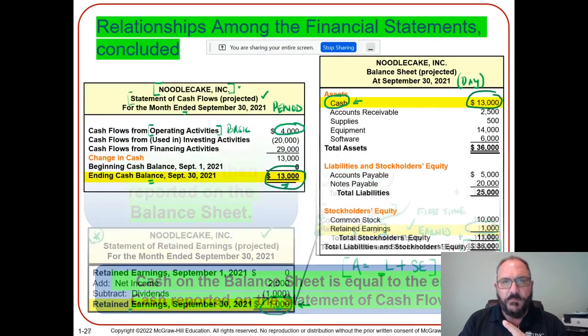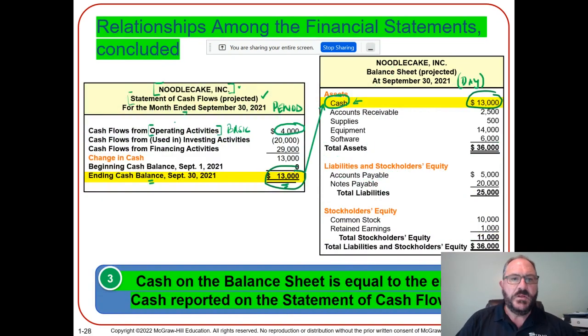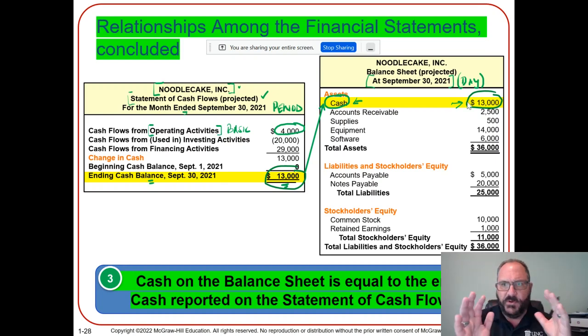Now, finally, we have one more, the statement of cash flows. We started out and wound up with $13,000. Notice that matches up with the balance sheet. And remember, the balance sheet is at a certain day and time, a certain point in time. That's the only one. Everything else is for a period of time. So all you've got to do is remember: balance sheet, date and time; everything else, period of time. And again, notice how they all tie together. So the good news is now you understand they all tie together.